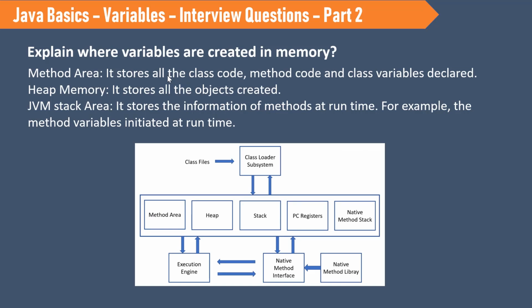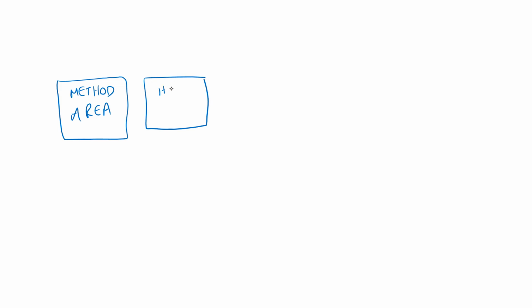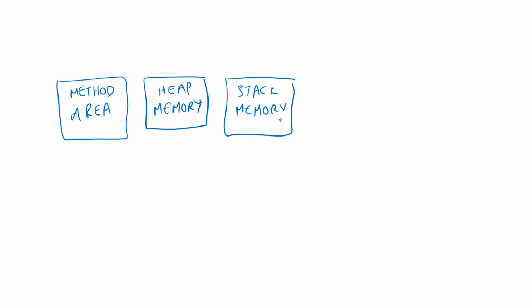The first question is, explain where variables are created in memory. In the first video, we have seen JVM architecture. So it contains a method area, it contains heap memory, and it contains stack memory. And it contains other things as well. But let's see these three things.